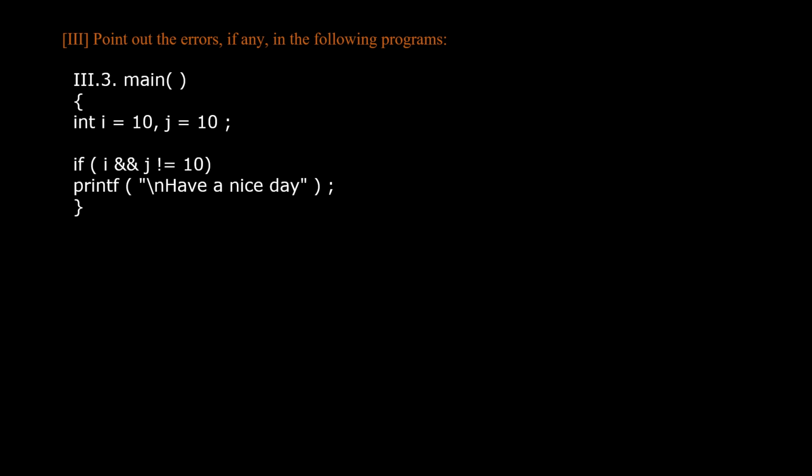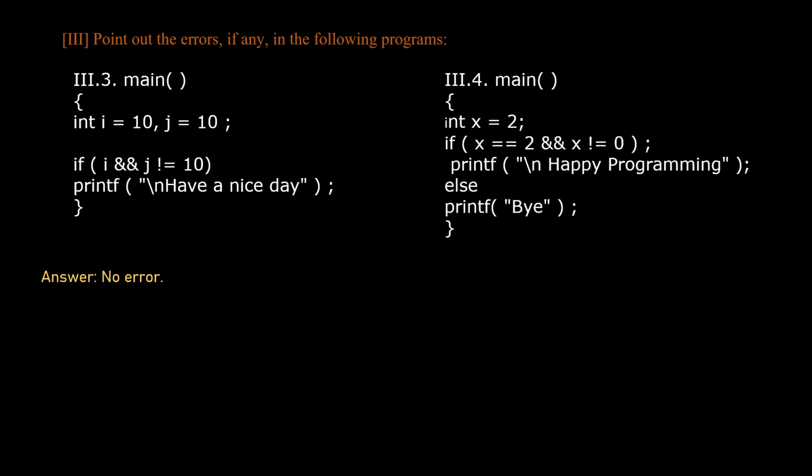i is equal to 10, j equal to 10, i and j not equal to 10. Not equal to has high priority. 10 not equal to 10 is 0. 0 into whatever value is 0. So the output is going to be if of 0. So nothing is going to get printed, and there is no error.